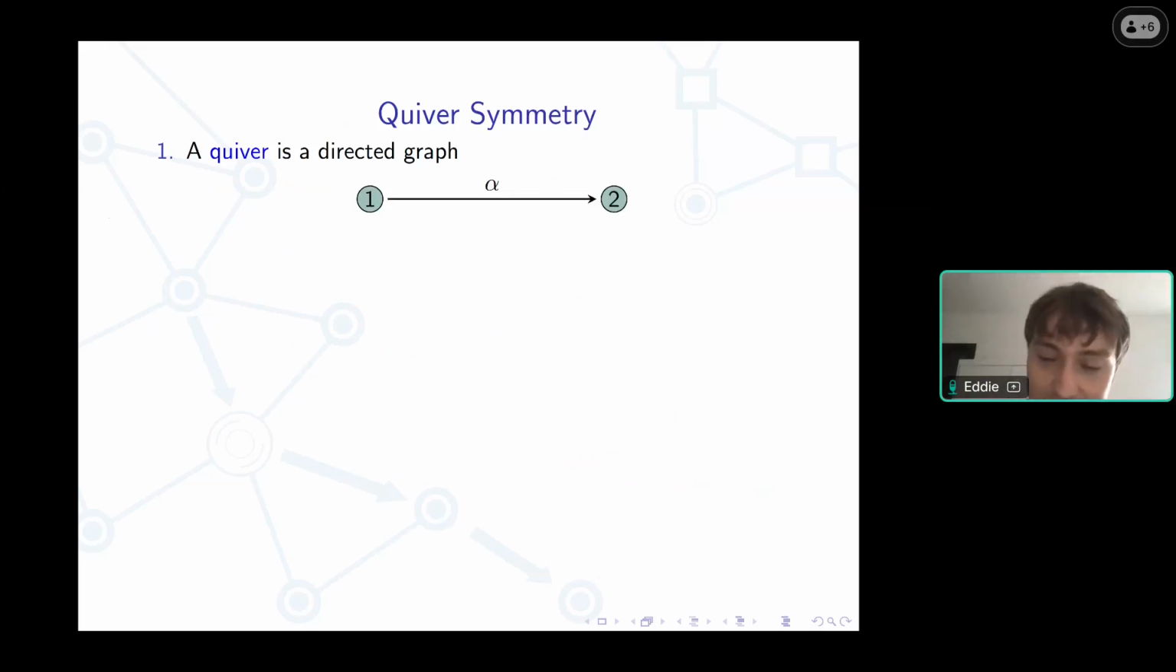But other than that, just a directed graph, nothing more. So this is that kind of algebraic thing floating in the background. But this is arguably even easier than a group.